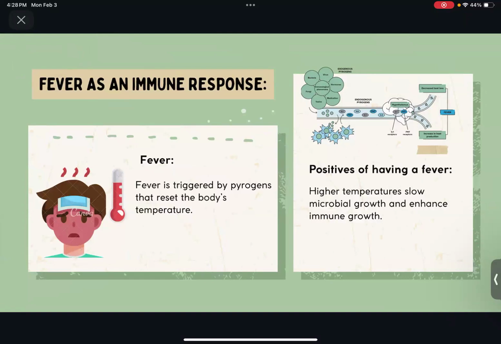Fever as an immune response. Fever is triggered by pyrogens that reset the body's temperature. Higher temperatures slow microbial growth and enhance immune function. Fever is often seen as a symptom, but it's actually a defense mechanism. The body raises its temperature to hinder pathogen replication while boosting immune activity. This controlled response can be beneficial when fighting infections.